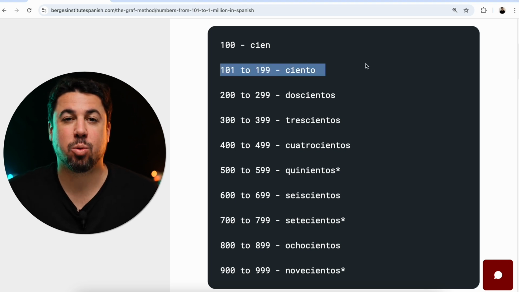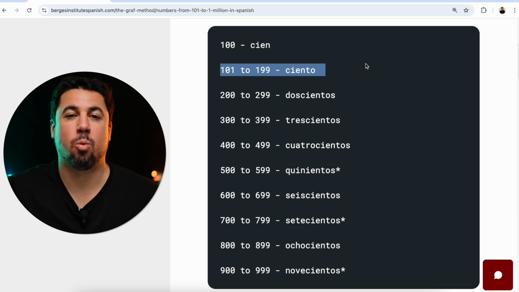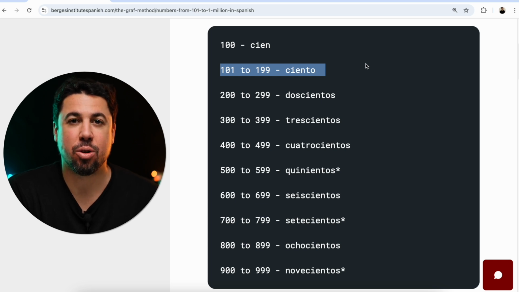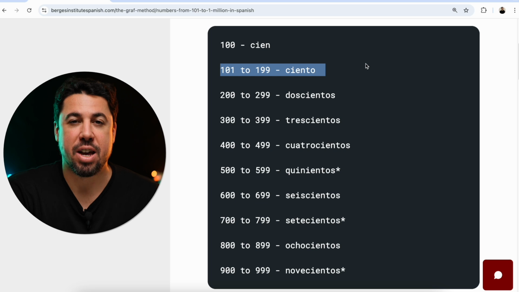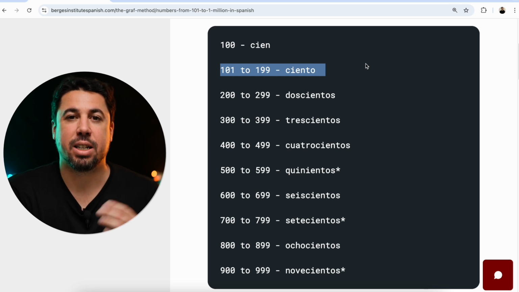And while in English we say 101, 102, in Spanish there is no and, there is no y. So 101 will be 101, spelled as two separate words. We just say ciento and whatever we have after. So 147, 147.